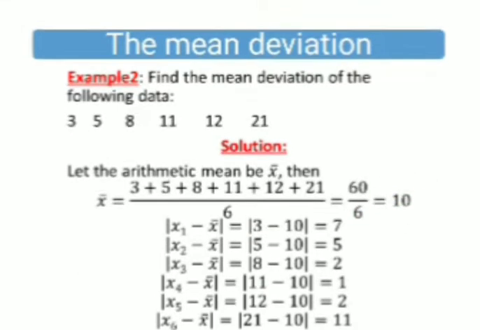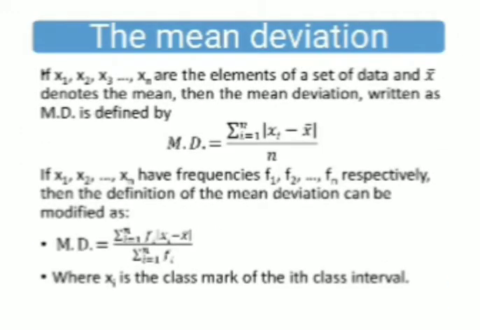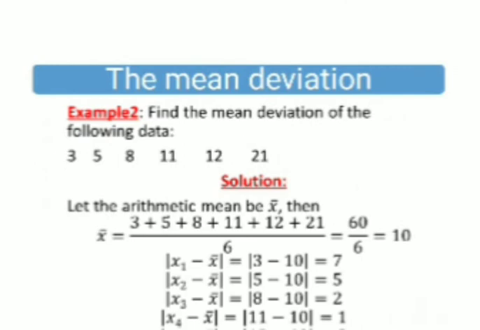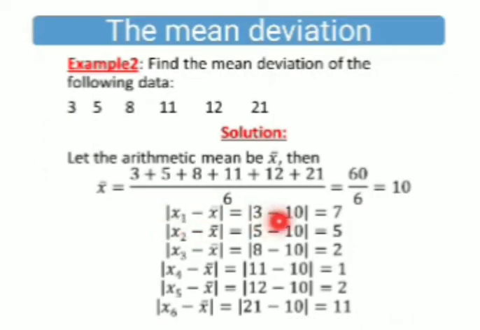Now, to apply the Si minus S bar, S1 is 3. So 3 minus 10 is minus 7. The modulus of minus 7 is 7. S2 is 5. 5 minus 10 is equal to minus 5. The modulus of minus 5 is what? 5. So anywhere you get minus, the modulus will change it to plus automatically. Then don't forget that you are finding the summation, right? So we're going to add all these numbers here now.